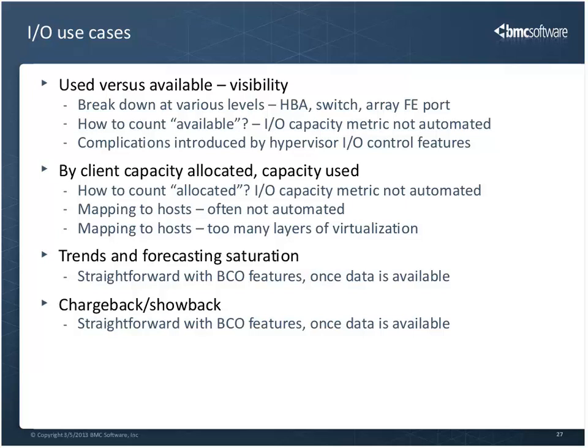There's also by client capacity allocated and capacity used, which is desired. Here again, some of the same issues come up. How to count allocated, because I/O capacity metric is not automated, as I said before. And the mapping problem is again manifest here as well. So you don't know which hosts are being mapped where. For the trends and forecasting saturation and for chargeback and throwback, again, these are one level above two use cases. So once you have the data, then the BCO features are fairly straightforward to use.